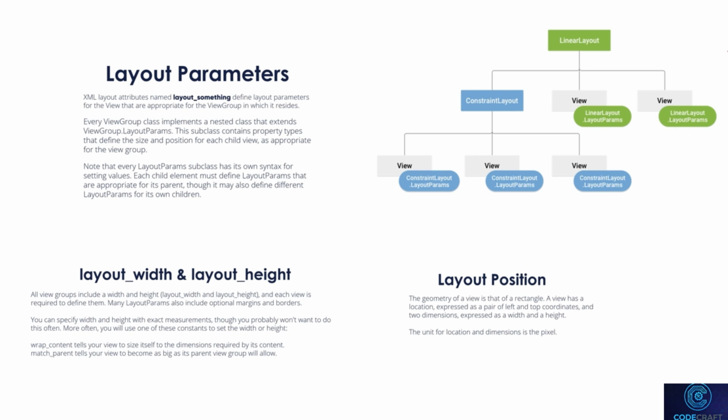One last note to mention is the layout position. The geometry of a view is that of a rectangle. A view has a location expressed as a pair of left and top coordinates and two dimensions expressed as width and height. The unit for location and dimensions is the pixel.